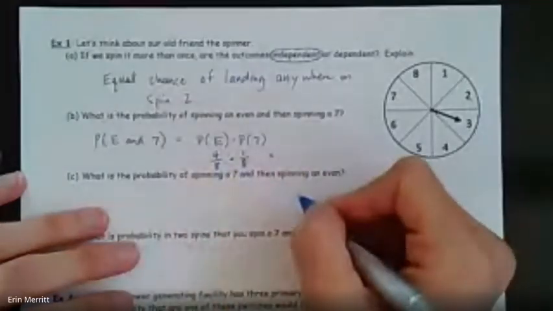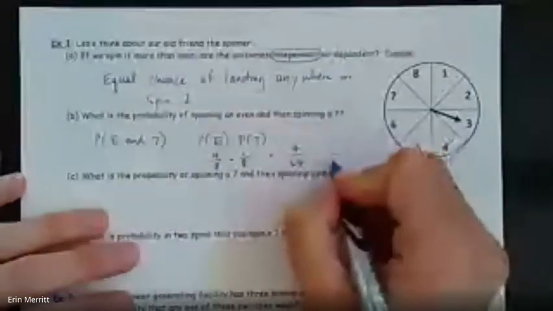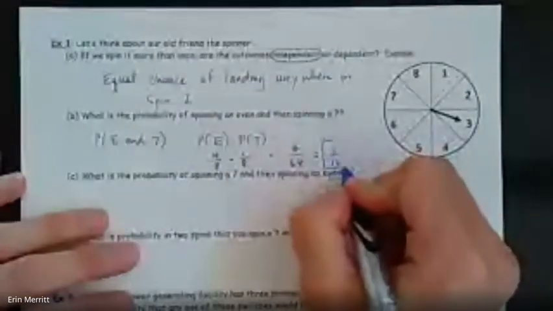Could you simplify that first? Of course you could. Otherwise, 4 out of 64, either way you do it, it'll come down to be 1 out of 16. So there's the chance that in 2 spins, you would land on an even on one spin and then a 7 on the next spin.